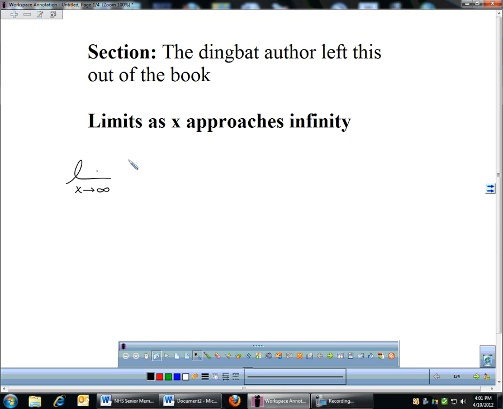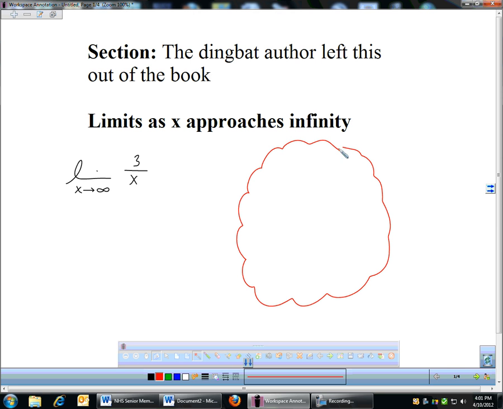If you have any number divided by x, let's say 3 divided by x, or x squared, or whatever. If I have a number over x and x is approaching infinity, you can't really get to infinity. What this is really saying is that x is getting larger and larger and larger. The way I think about this is basically I'm just going to plug in larger and larger numbers for x.